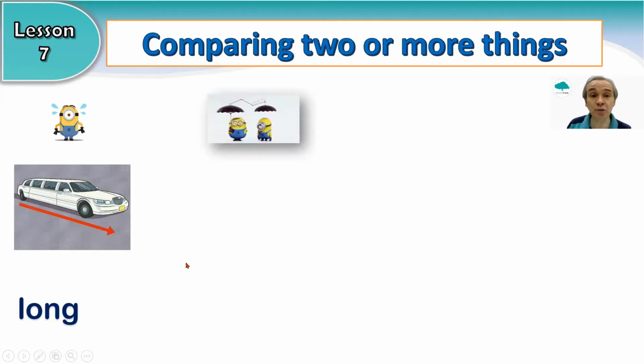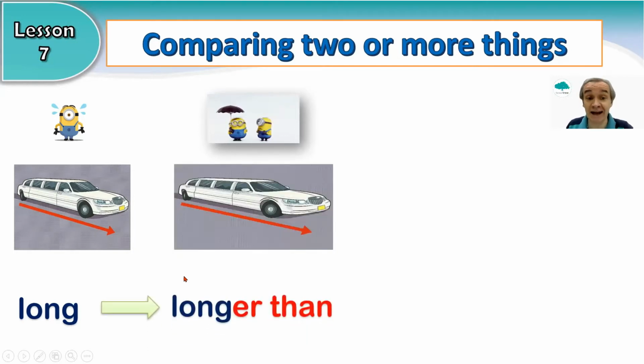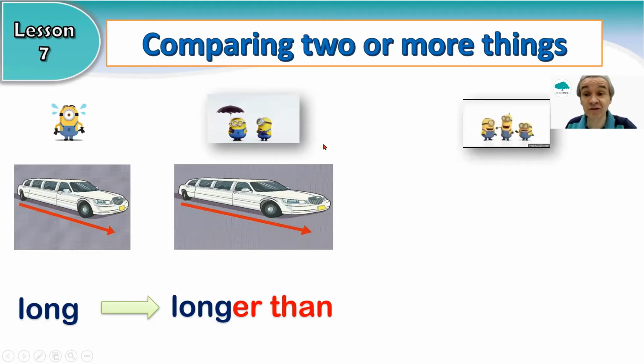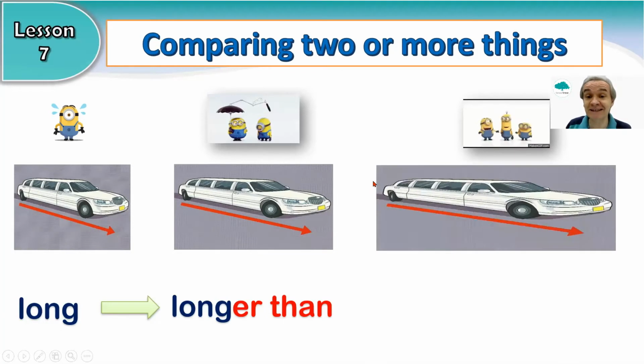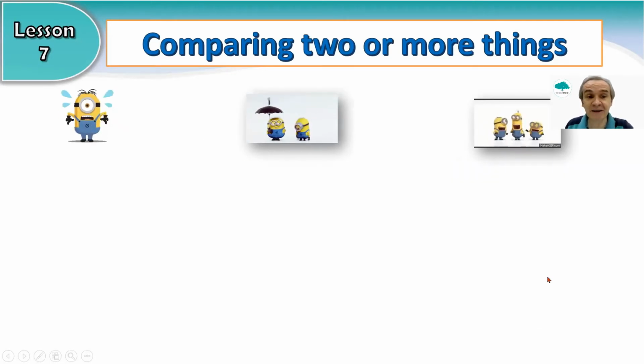Now, when we have two things together, we can use longer than. Okay, so this car is longer than. And then when we have more than two things, 3, 4, 5, or everything in the world, we can use the longest. Okay, so you can see this car is the longest car. Okay, let's practice some more.